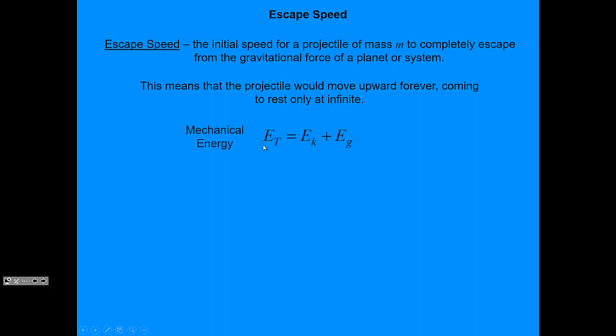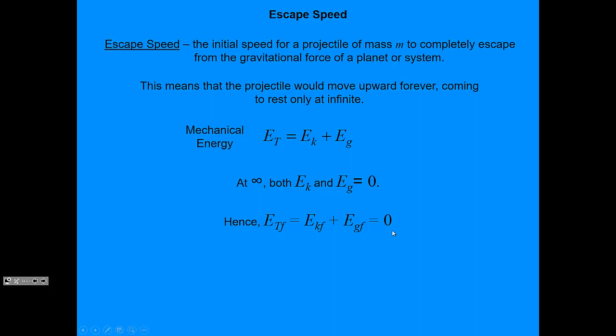This means that if we look at the total mechanical energy, which is the sum of the kinetic and the gravitational potential, at infinity, both EK and EG will be 0, because it will stop and will be at infinity, where the force shrinks to 0. So at escape speed, when you get to infinity, both things will be 0. And that means the total mechanical energy will be 0. So the final total mechanical energy, or the final energy, will be 0.